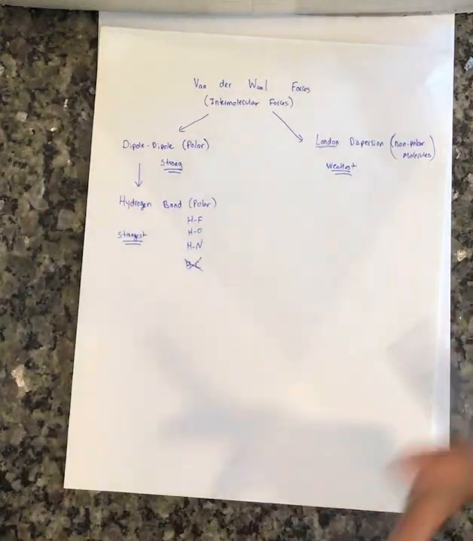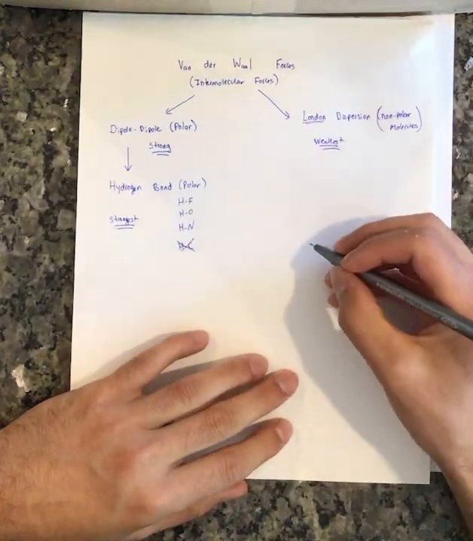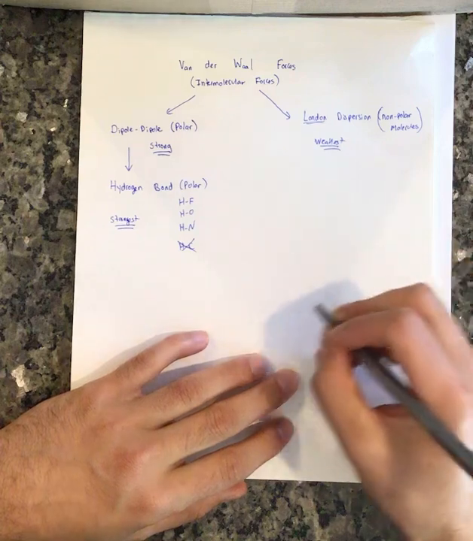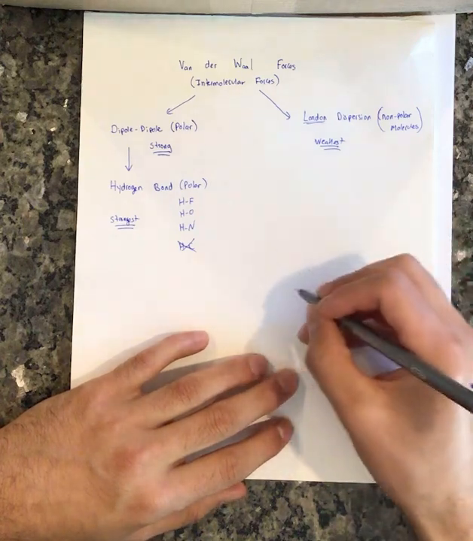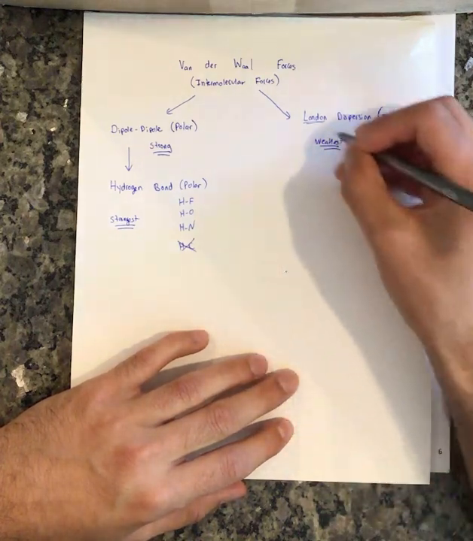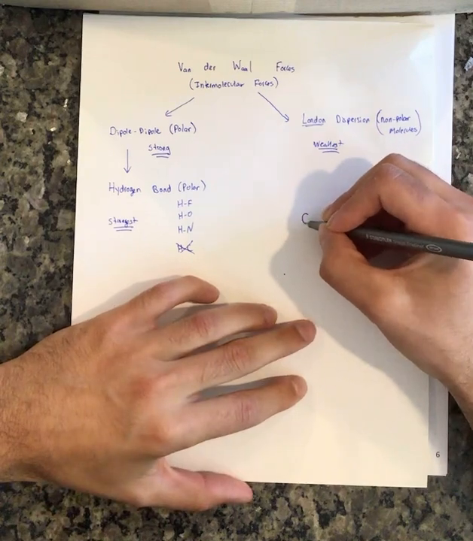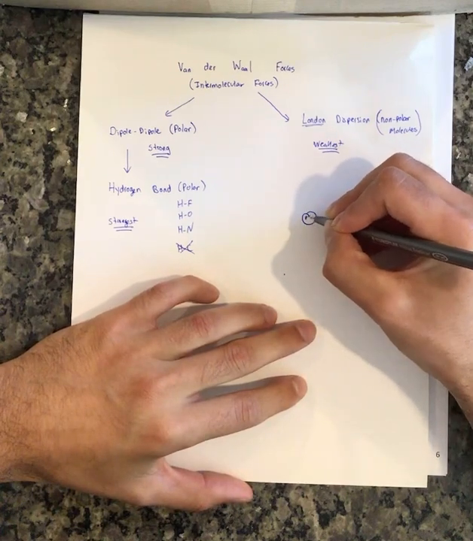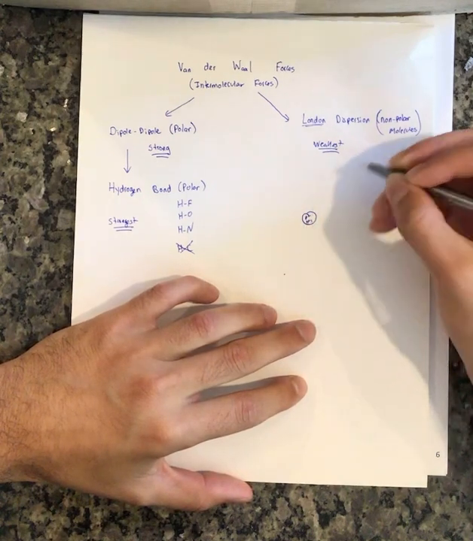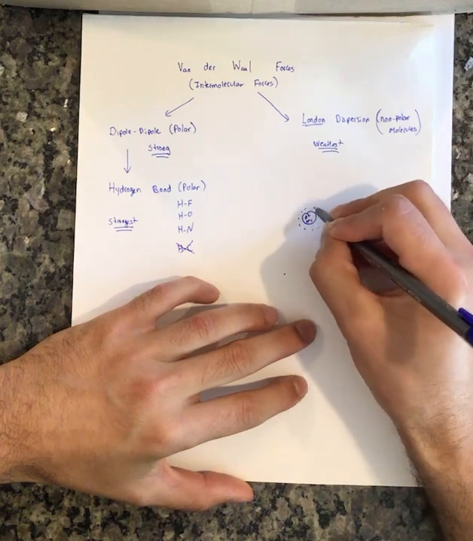So what is London dispersion? Let's say I had two molecules, and I'm going to draw some Bohr-Rutherford diagrams. This here is for London dispersion. I have my protons and neutrons in the middle, and I have my shells.